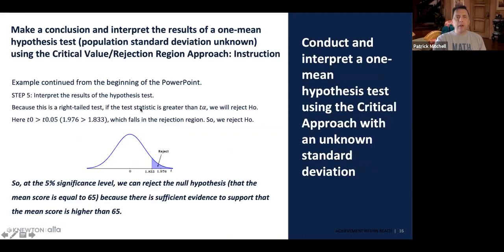Okay, so example continued from the beginning of the PowerPoint. This was the one about the statistics class. All right, and we did this before. Okay, that was where the test statistic was 1.976, which was greater than the critical value of 1.833. So at the 5% significance level, we can reject the null hypothesis. There is sufficient evidence to support the claim that the mean score is higher than 65. So they're wording their conclusion in terms of the instructor's claim.